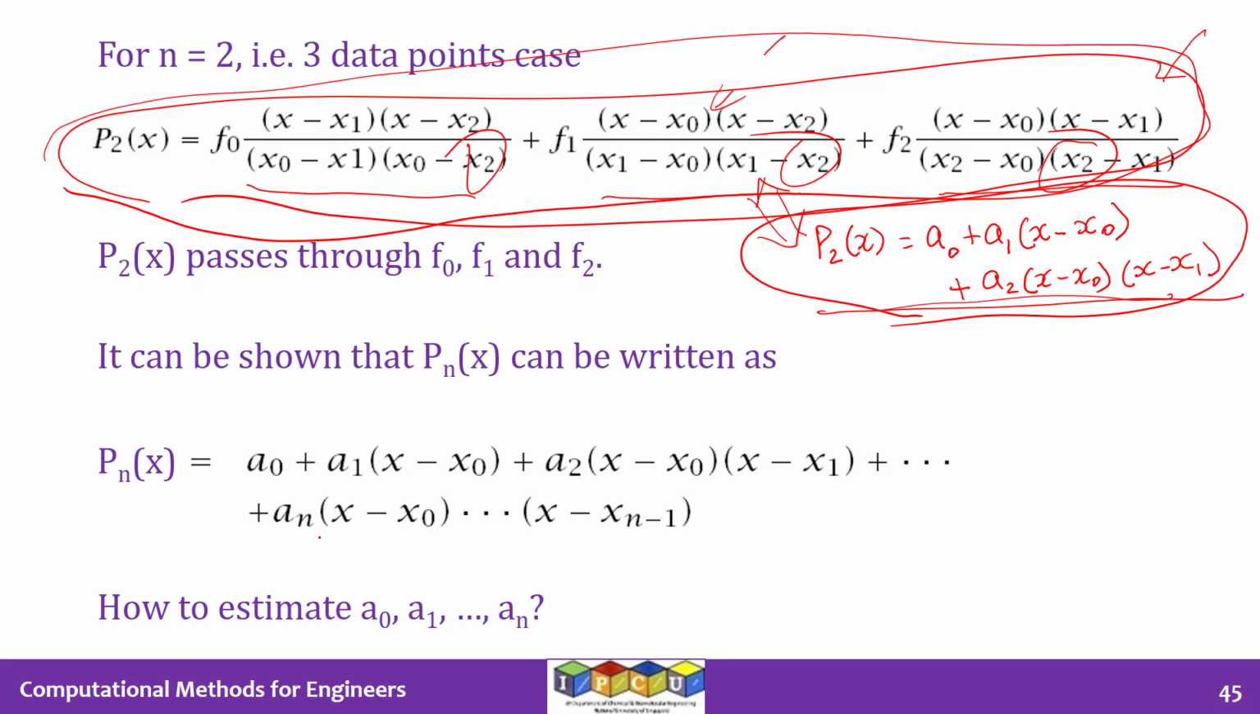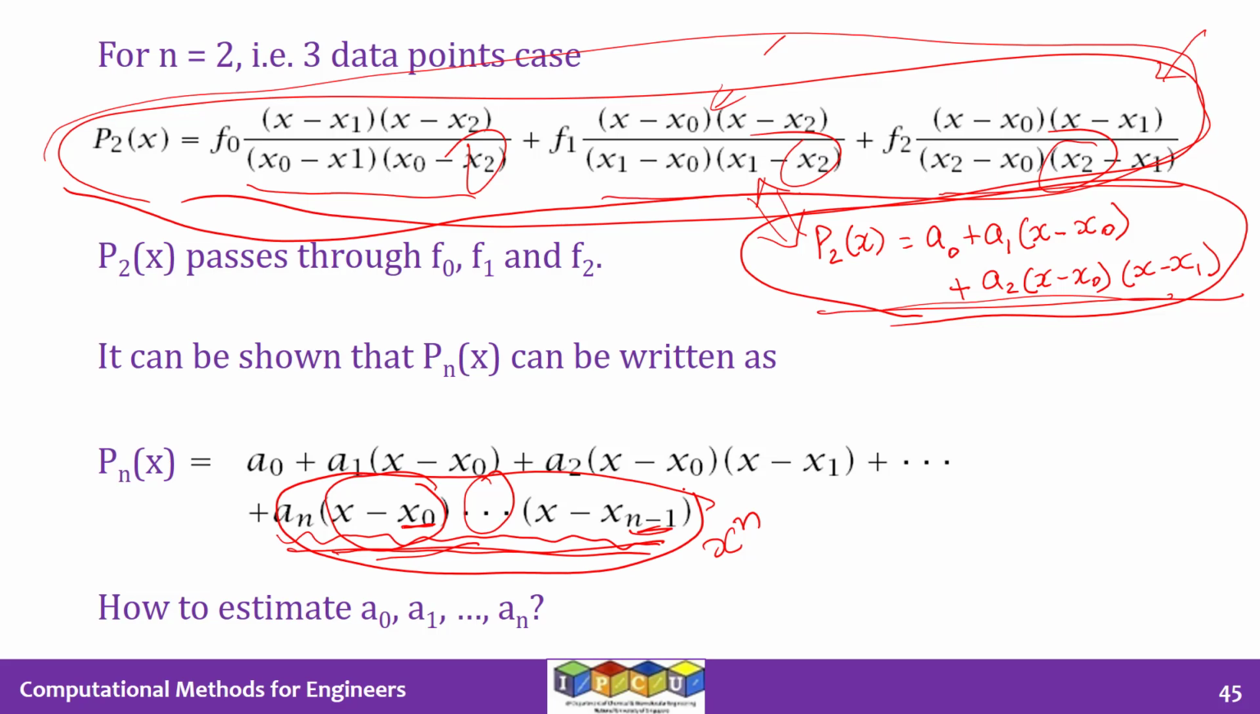Please note the order of this term is going to be x to the power of n because you have x minus x0, that will give you x to the power of 1. Then you will have x minus x1, which will give you another x to the power of 1. So if you have two terms, you have a second order polynomial. If you have n terms like this, please note we are starting at 0 and ending at n minus 1. So if you have n terms multiplying, this term is going to be a polynomial of order x to the power of n.